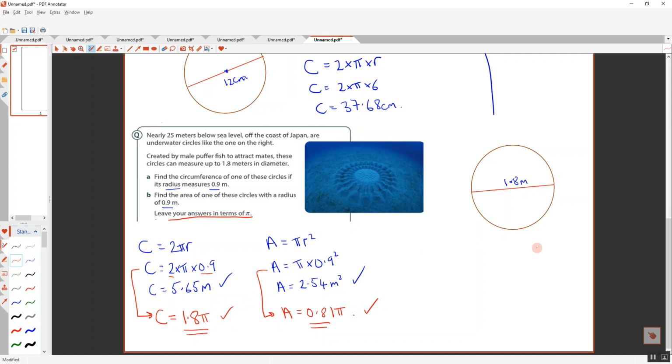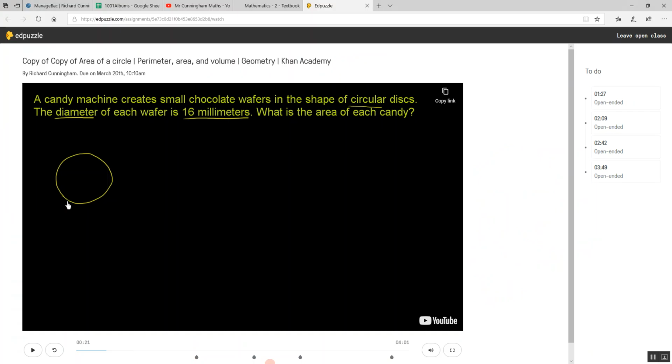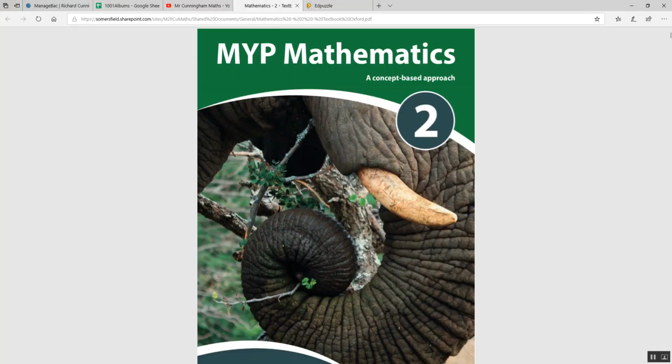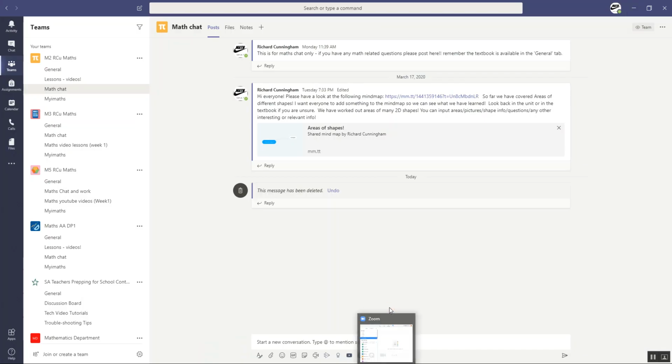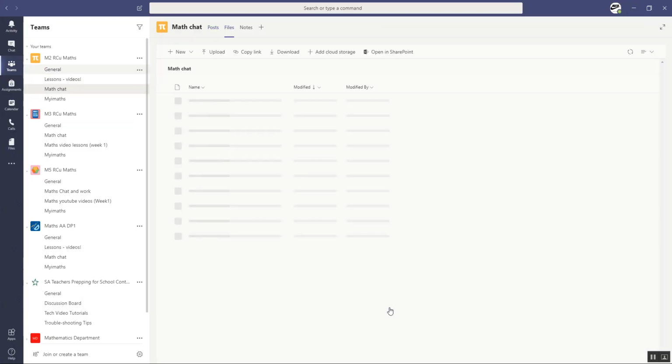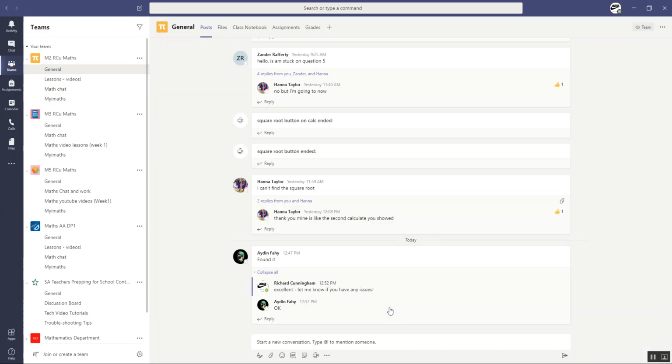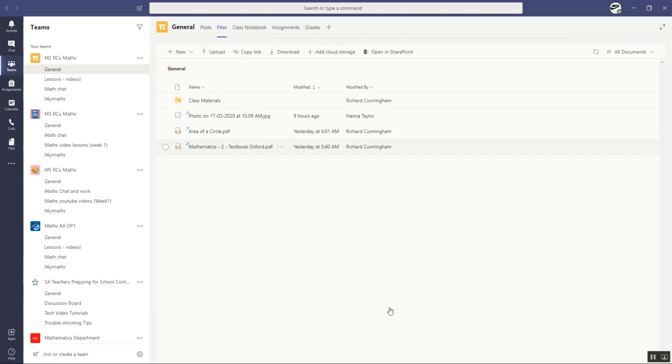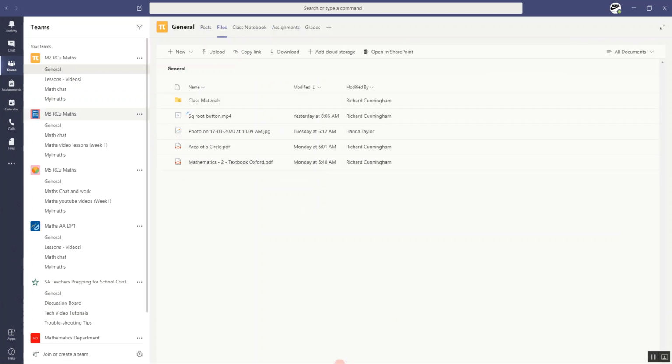So what I would like you to do is to have a go on pages 198 and 199. I would like you to have a go at these 3 questions, question 1 up to 3. Read the questions carefully. Remember that you have your book. Your book is available online. It is in the files part under general. So there's general, go to files, there is the book. So you do have access to the book under our class, general, files.